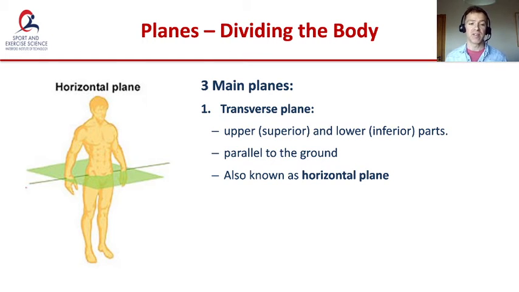So they are the three main planes. The sagittal plane divides the body into left and right. The frontal plane divides the body into front and back, and the transverse plane divides the body into upper and lower.